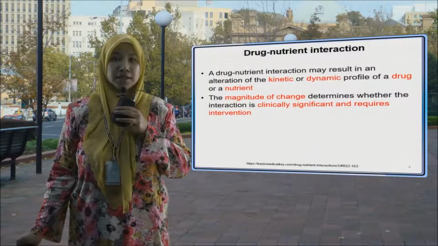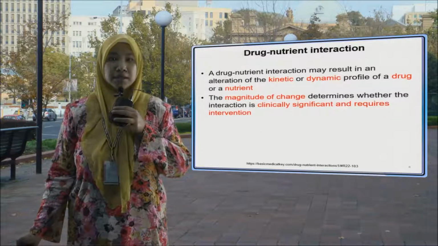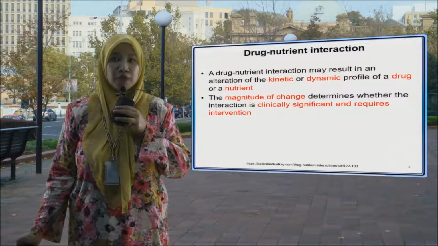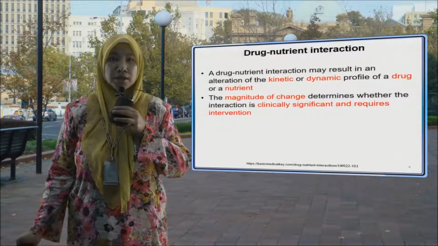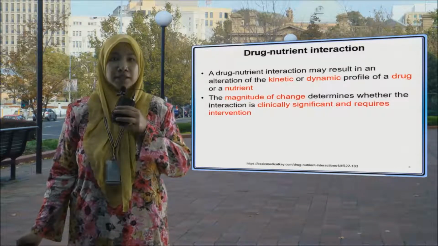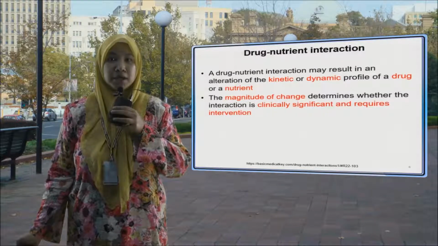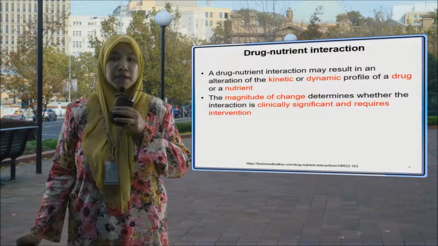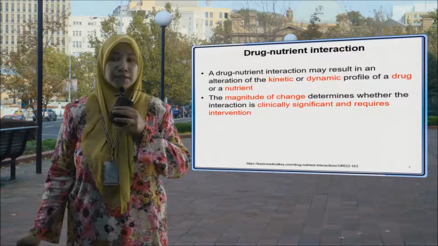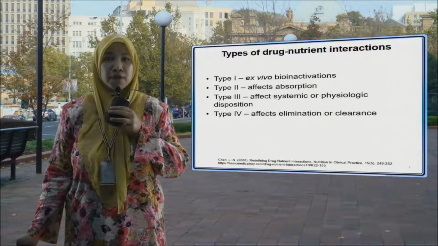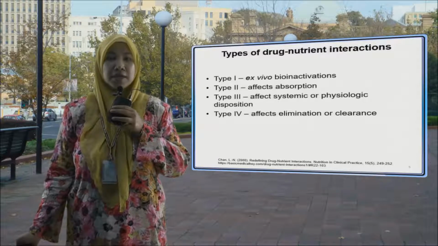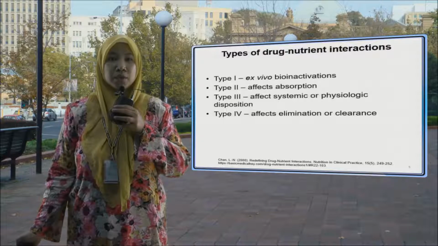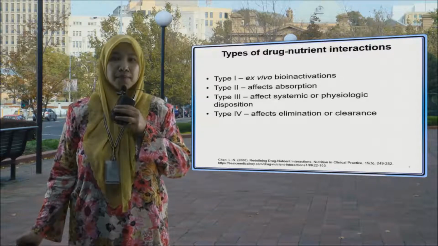Drug-nutrient interaction may result in an alteration of the kinetic or dynamic profile of a drug or a nutrient. The magnitude of change determines whether the interaction is clinically significant and requires intervention. So, types of drug-nutrient interaction can be divided into 4: Type 1, Type 2, Type 3, and Type 4.